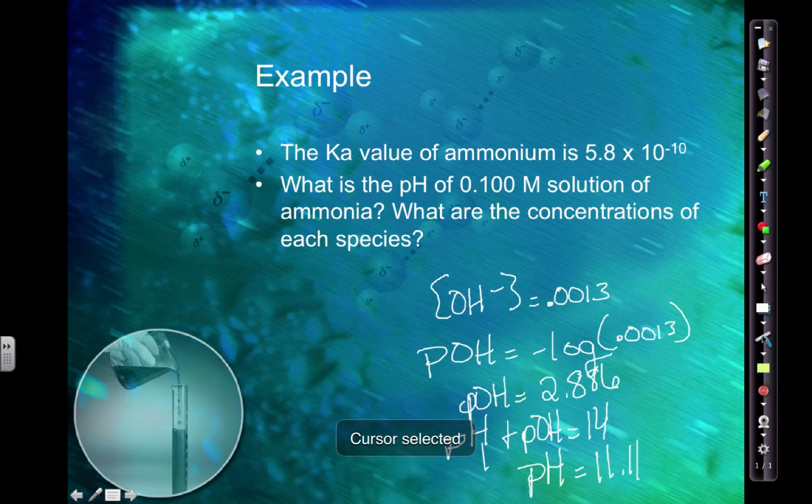Anytime you're given a base, remember you can't use Ka, you have to find Kb. And you can only do that if you are looking at a conjugate acid-base pair. So if they give you the Ka of the conjugate acid, that's fine. You can find the Kb from that and then use that number.